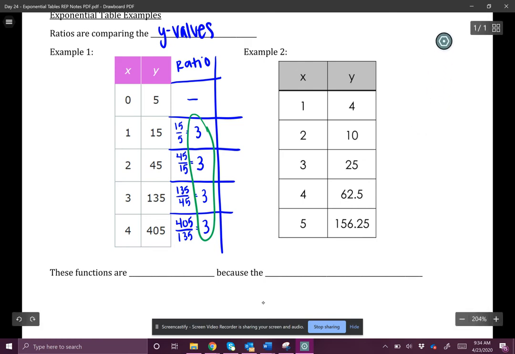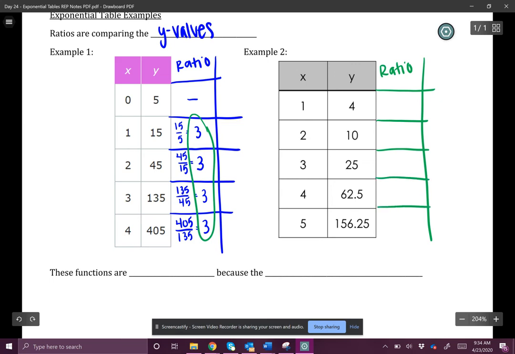Let's try it with one more example, example 2. Here, I'm going to make my column for my ratio. Normally we could add a first difference, second difference, but today, again, we're just focusing on exponential ones. Tomorrow you'll have to kind of distinguish between them. So for here, I'm going to look at my first y value. I don't have anything to compare it to, so I'm just going to put a dash through it. We could find it, but we just don't need to in this case. That's not what the question is asking. So for here, 10 is my y value, and I'm going to divide that by my previous y value. I'm making a comparison between y values. That's what a ratio is. 10 divided by 4 gives us 2.5.